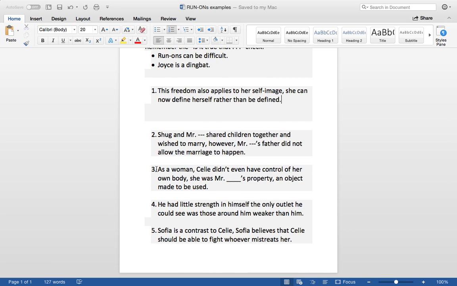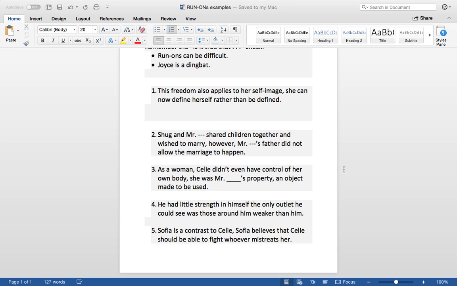I'll do one more. As a woman, Seeley didn't even have control of her own body, comma, she was Mr.'s property, comma, an object made to be used. All right, is it true that as a woman, Seeley didn't even have control of her own body? Yep, makes sense as a question. Is it true that she was Mr.'s property? Yeah, makes sense as a question. Is it true that an object made to be used?